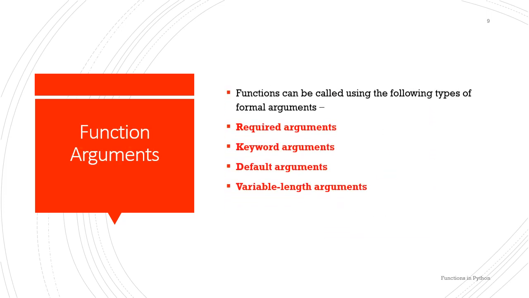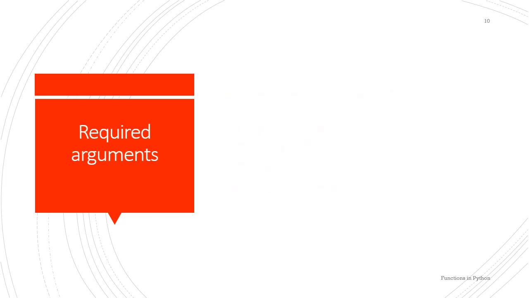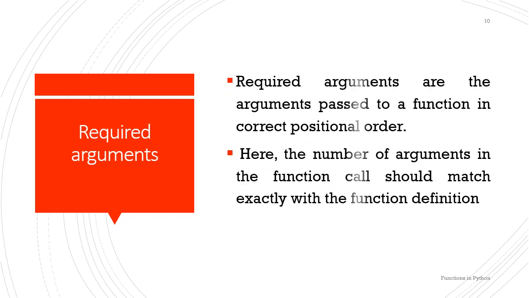Arguments. Functions can be called by using the following types of formal arguments: required arguments, keyword arguments, default arguments, and variable length arguments. We'll see these arguments one by one. So first, what is a required argument?